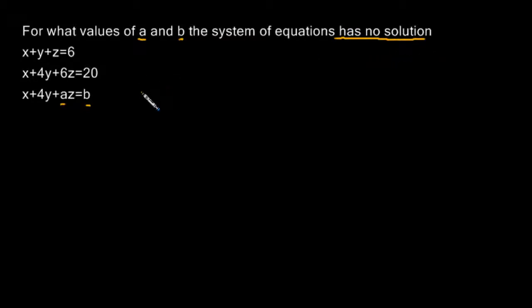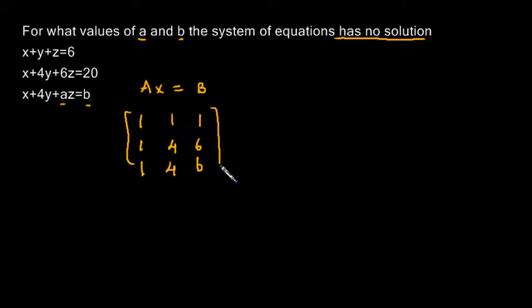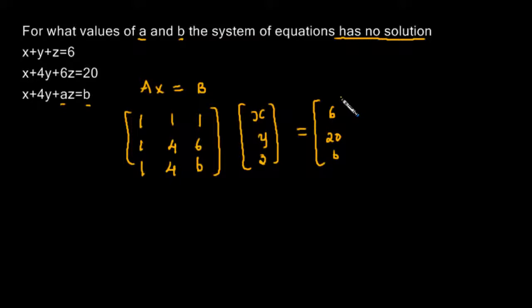Now let's see. First we will write this system of equations in the form of a matrix, that is Ax equal to b, where A is the matrix corresponding to the coefficients of unknowns, that is 1 1 1, 1 4 6 and 1 4 b. This is A. Now x is the matrix of unknowns, that is x y z, that is equal to 6 20 p.